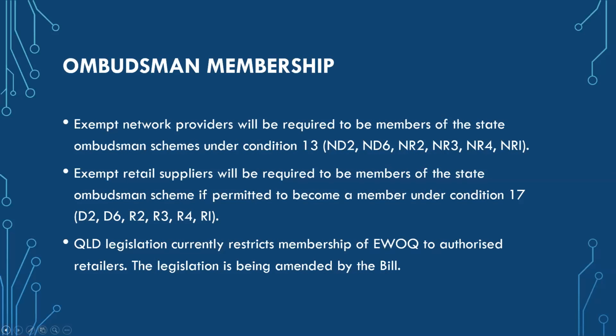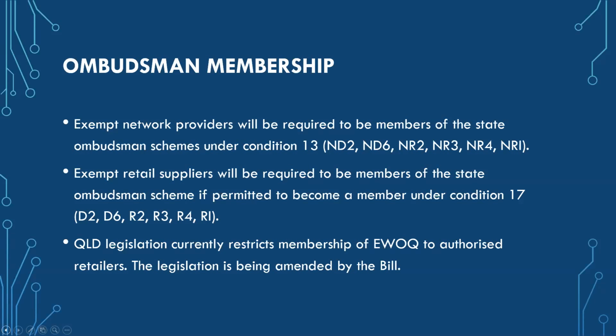That's right. The recent amended guidelines, the Network Exemption Guideline and the Retail Seller Exempt Guideline, include a new condition, which is condition 13 in the Network Guideline and condition 17 in the Retail Guideline, which is that where permitted by a state scheme, an exempt supplier is required to become a member of that ombudsman scheme. Yesterday we had a consultation forum put on by E1, who are the Energy and Water Ombudsman in New South Wales.